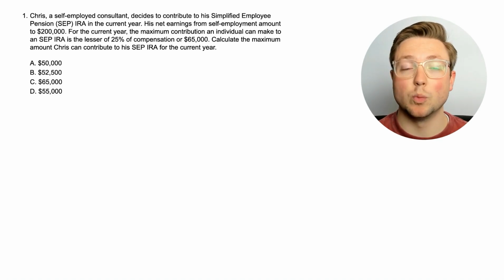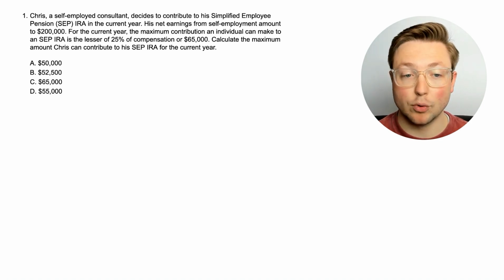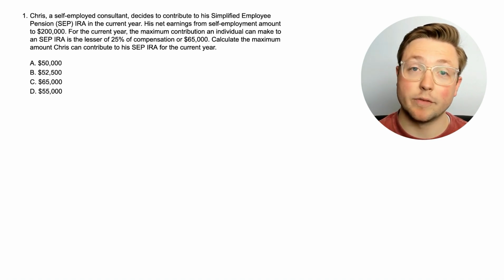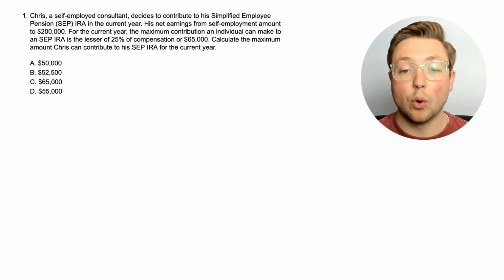Okay, here is question 1. Chris, a self-employed, decides to contribute to his Simplified Employee Pension or SEP IRA in the current year. His net earnings from self-employment amount to $200,000. For the current year, the maximum contribution an individual can make to an SEP IRA is the lesser of 25% of compensation or $65,000. Calculate the maximum amount Chris can contribute to his SEP IRA for the current year.